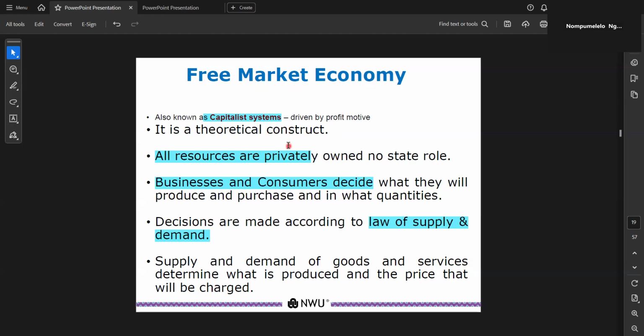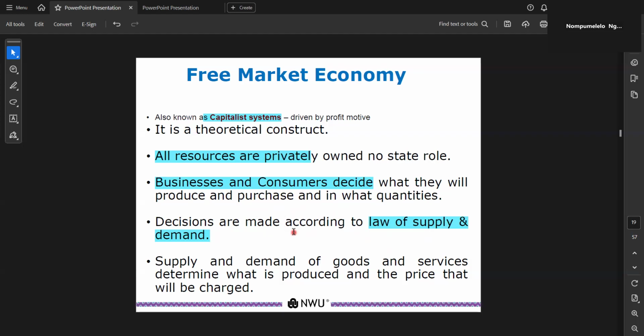And then businesses and consumers decide what to produce and what to purchase and in what quantities. The businesses will decide what to produce, and the consumers will decide what to purchase and in what quantities. When you see businesses and consumers, just think of demand and supply. There are people demanding what they want to purchase, and then supplying is what the producers will produce. So the law of supply and demand. The decisions here are made according to the law of supply and demand.